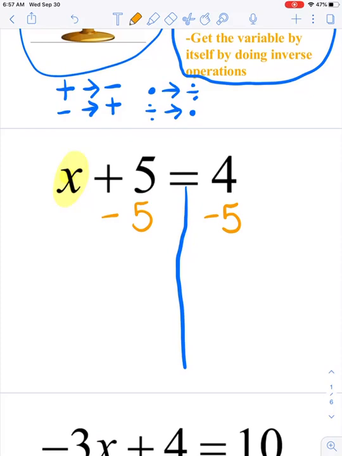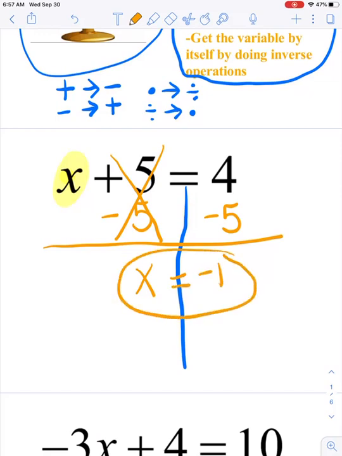And again, what I do to one side, I have to do to the other side. The nice thing is that a positive 5 and a negative 5 cancel out. So I'm just left with x on the left-hand side equal to 4 minus 5, which is negative 1. Awesome. Remember, you can always check your answers. If I plug in negative 1 for x, is negative 1 plus 5 equal to 4? Yeah, it is. So I know I got the right answer.